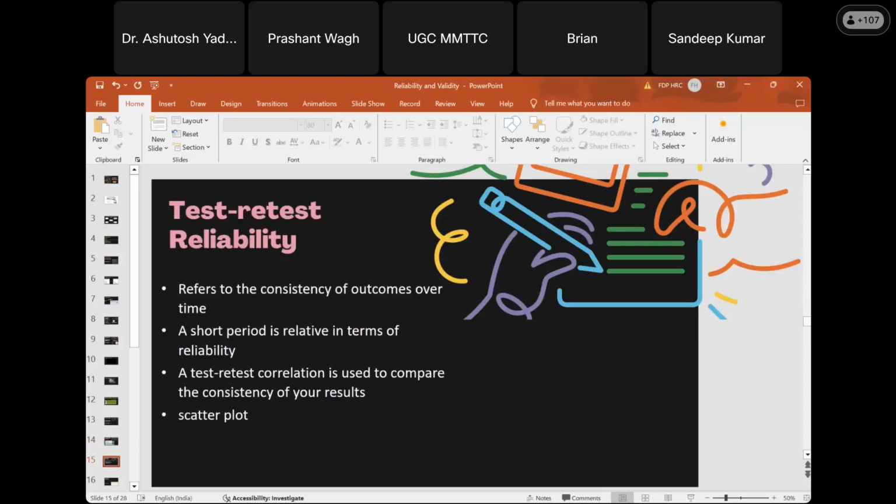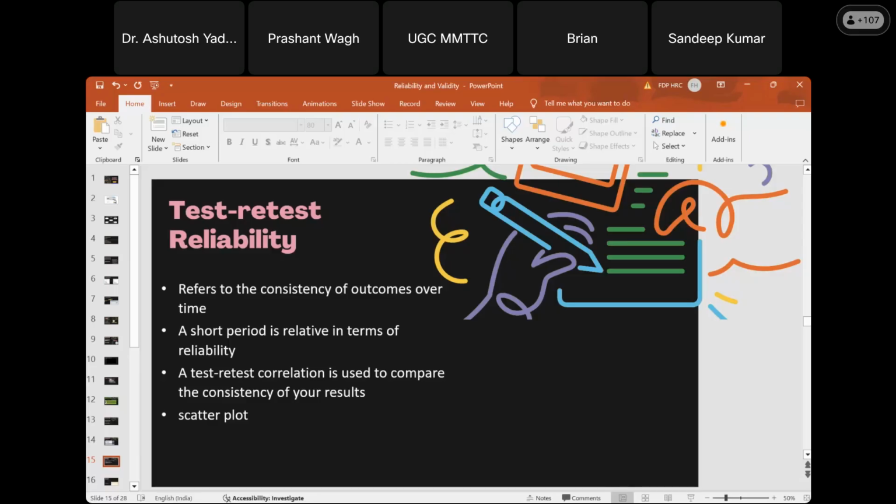Now, test retest reliability refers to the consistency of outcomes over time. Okay, so testing reliability over time does not imply changing the amount of time it takes to conduct an experiment. Rather, it means that we are repeating the experiment multiple times in a short time. Okay, अब कोई short time क्या होगा वो depend करेगा context पर. For example, अगर if I measure the length of my hair today, okay, and tomorrow, I will most likely get the same result every time.